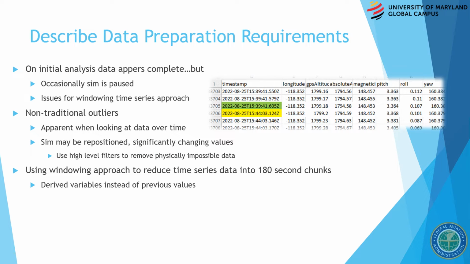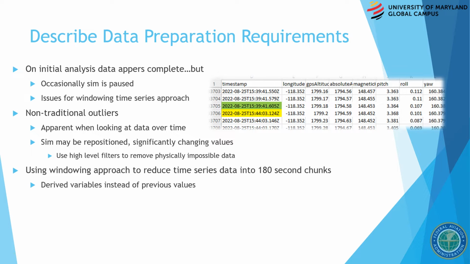After we got the data, it's important to correctly prepare it. One thing to realize is that when you first look at the time series data, it looks all complete. There are numbers in every column, and really no missing data. There were a few variables that had all zeros, but those were easily removed because they were not important.